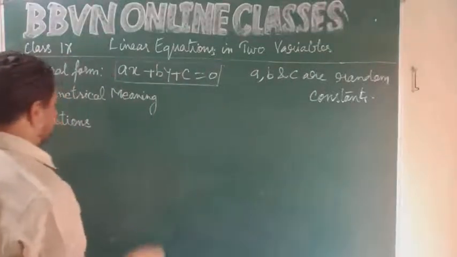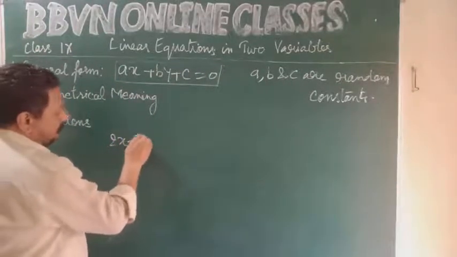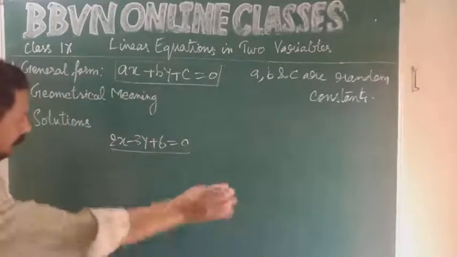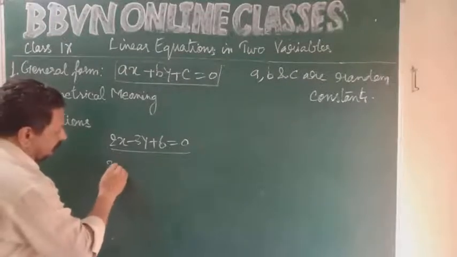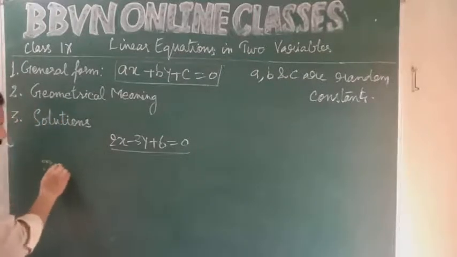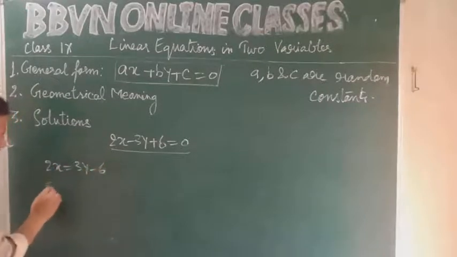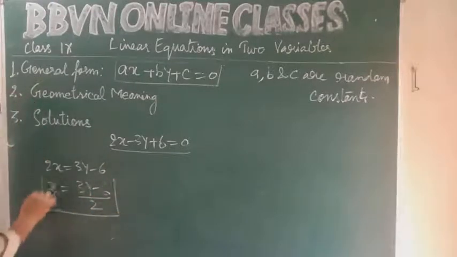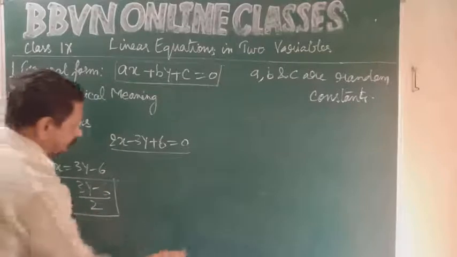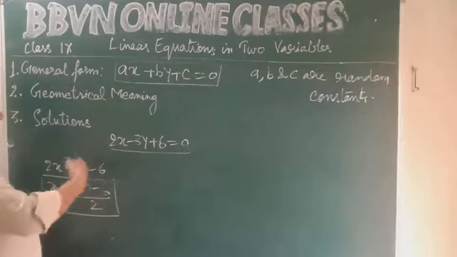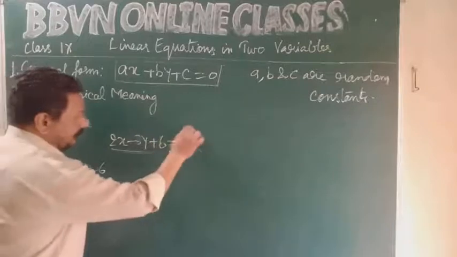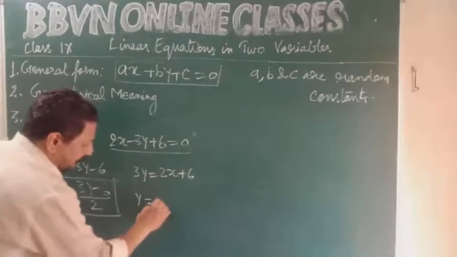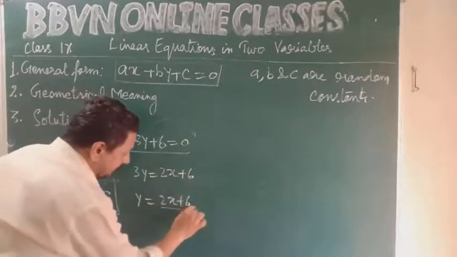Say I have a linear equation 2x minus 3y plus 6 equal to 0. Right, children? I can do one thing. I can write it as 2x equal to 3y minus 6 and x equal to (3y minus 6) whole upon 2. Or maybe some of you may think I don't want to express x in terms of y, I will take y in terms of x. Okay, no problem. Take this minus 3y here, 3y equal to 2x plus 6 and y equal to (2x plus 6) whole upon 3.